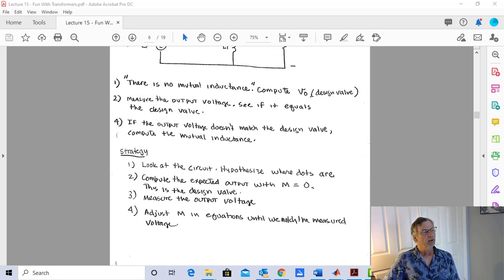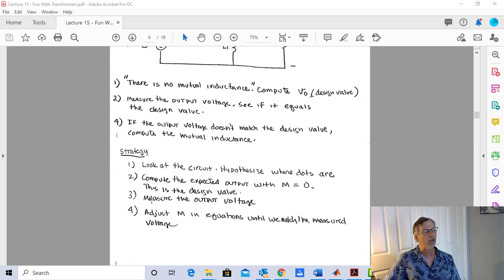So first thing I'll do is compute the expected output with the mutual inductance at zero. Why do I do that? Because this is the design value. You never know, maybe the engineer just didn't design the circuit right. But if I analyze the circuit with M equals zero, and I get the result that the engineer expects, then I kind of know I'm doing things right.